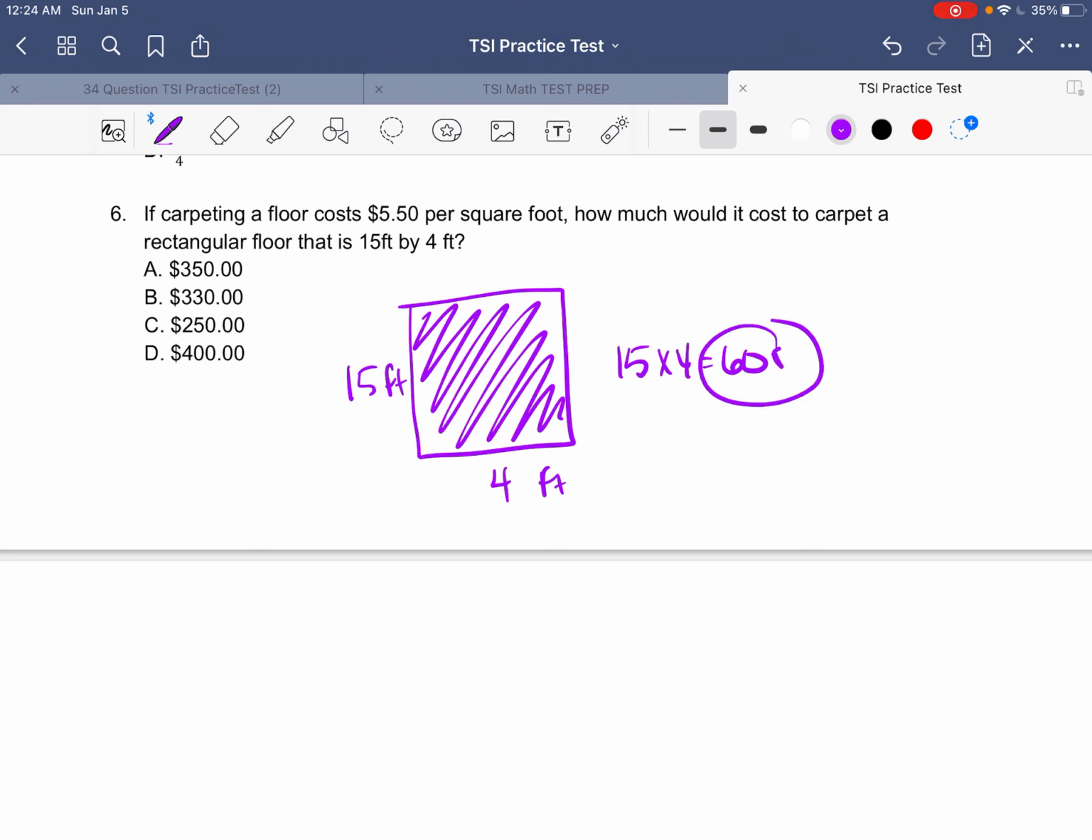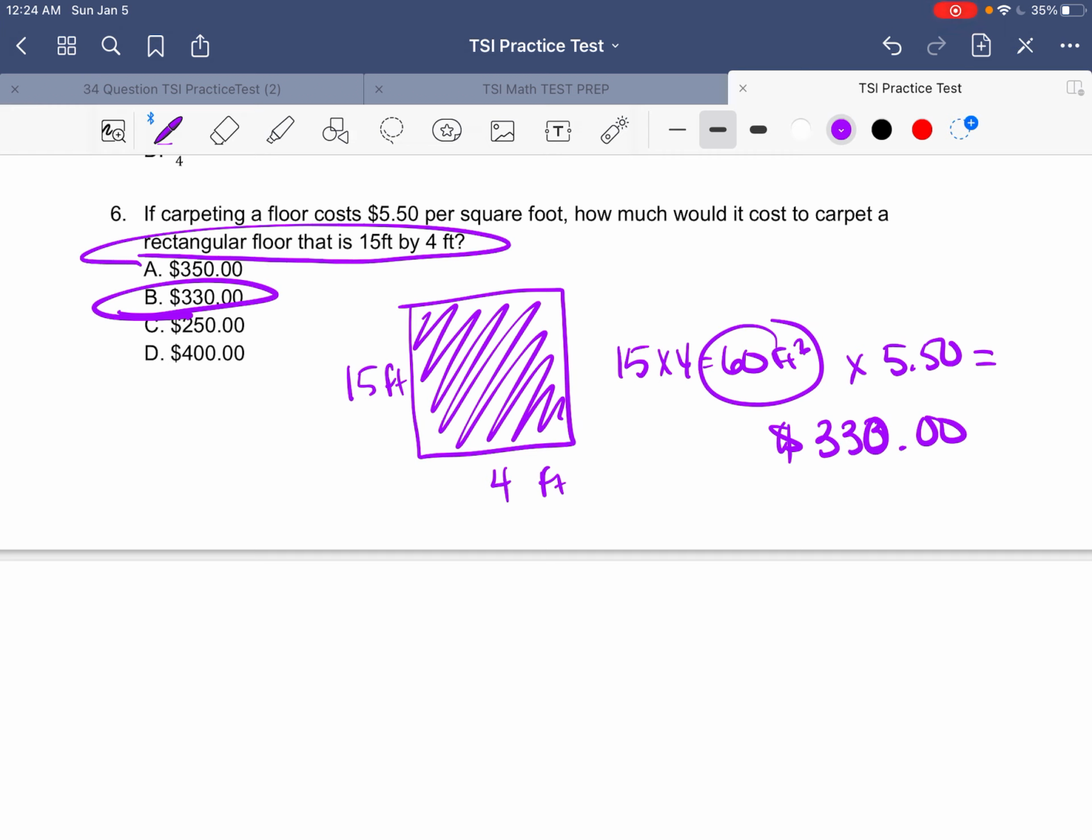Now that you know the total square footage of the carpet that you need, you can multiply that by the cost per foot. So 60 times 50, and that would be equal to $330. And so our total would be $330. So anytime you're finding the area of a rectangular floor, wall, etc., you just multiply length times the width and then multiply it by the square footage.